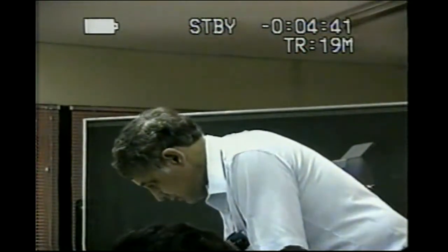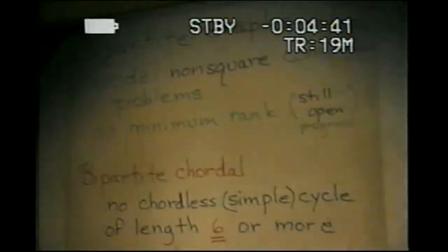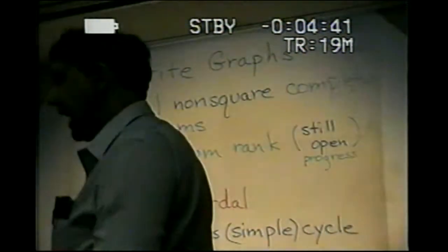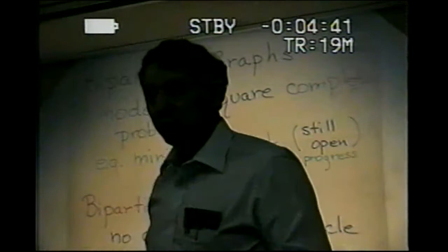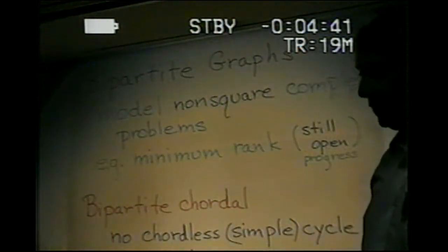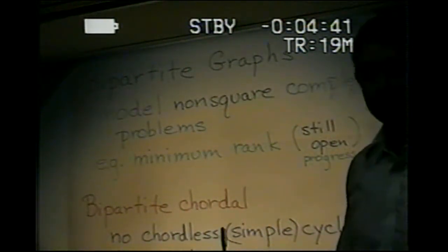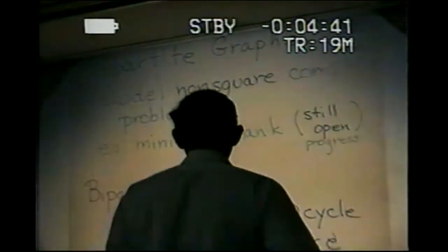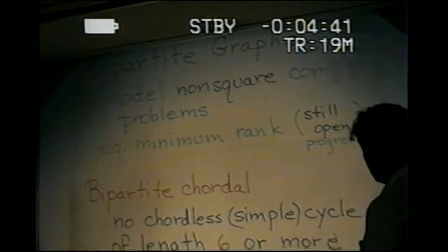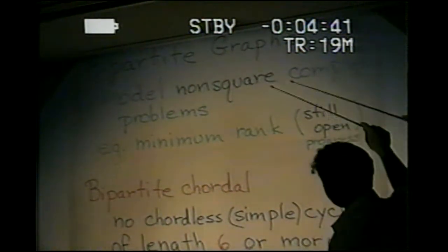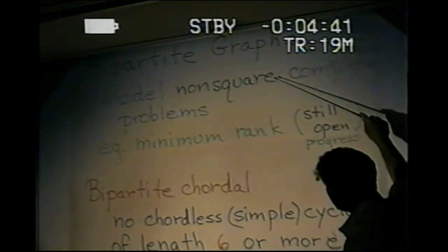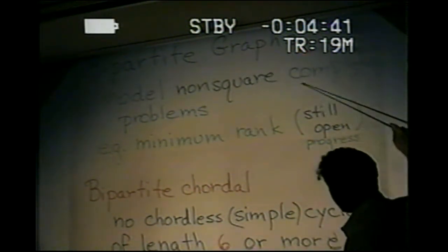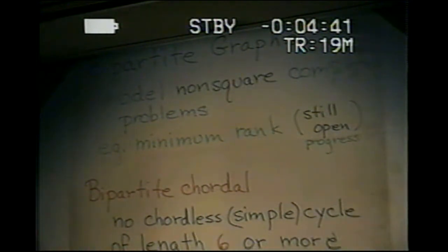So let me tell you what we know. And remember here, the quest is now to identify the patterns for which minimum rank is predictable in terms of ranks of submatrices. That's sort of the game. So a nice way to look at any sort of non-square completion problem is via a bipartite graph.